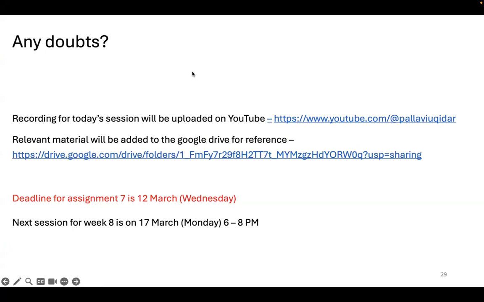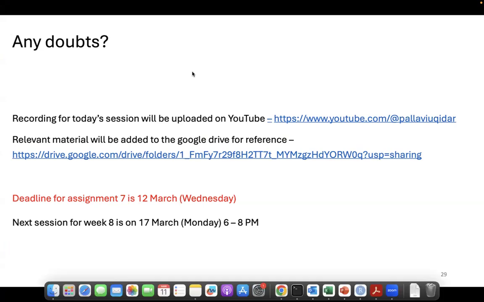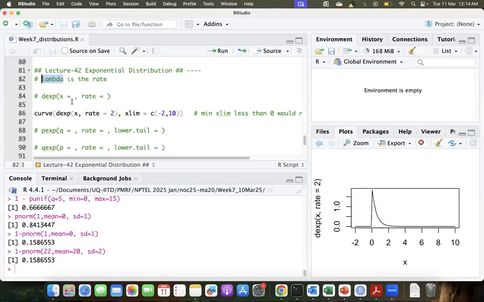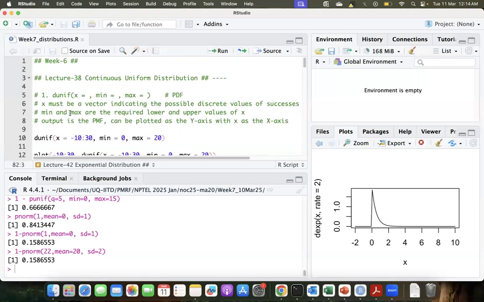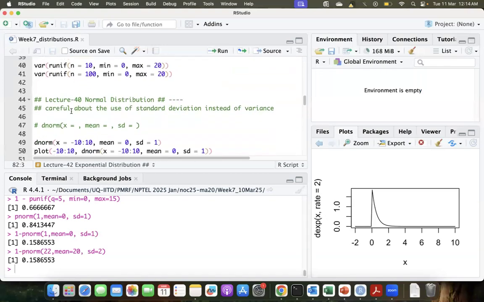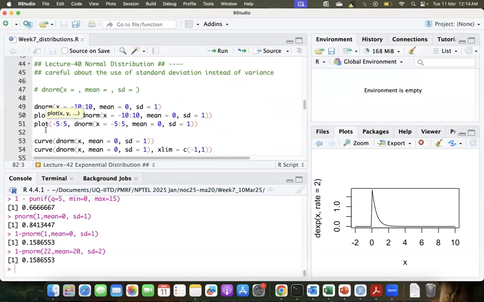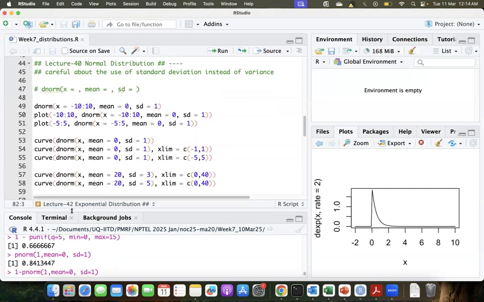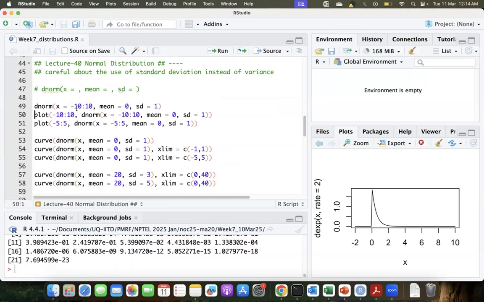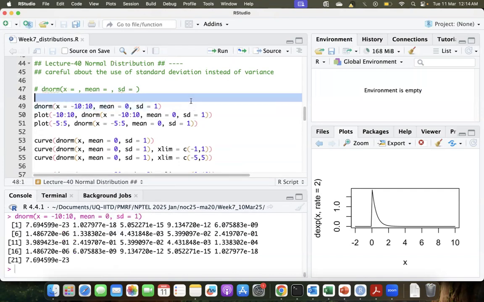Excuse me, ma'am. Yes. I have a doubt. We have used the dnorm command for finding densities. But as we have seen, in case of continuous distributions, exact point probabilities are 0. Then what exactly value does that command give? If I give dnorm x is equal to 2, let us say mean is 0 and standard deviation is 1, what kind of value will it give?